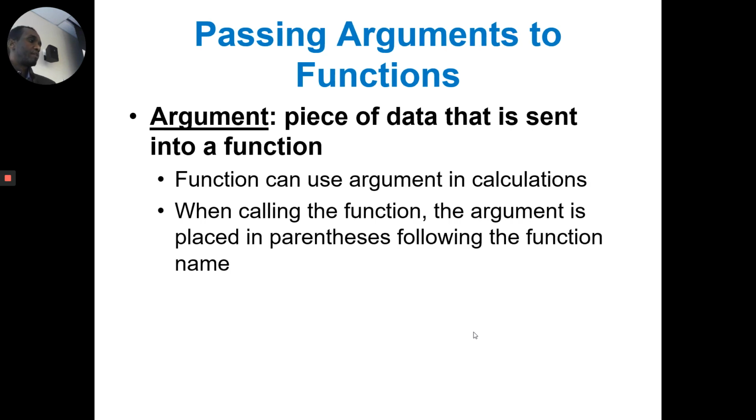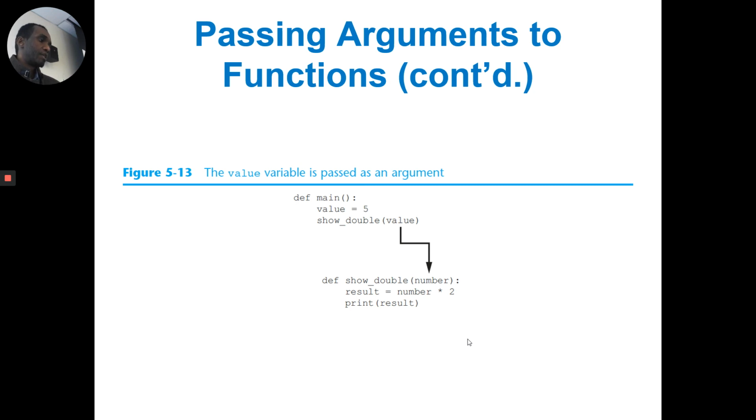An argument is a piece of data that is sent into a function. So a function can use the argument in a calculation. When calling a function, the argument is placed in parentheses following the function name. So it's an example of a main function. The value is 5, show double value, and then here's where you pass it.